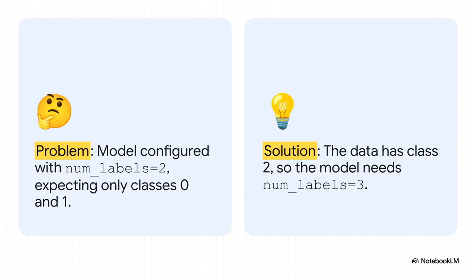Here's the reason why. The model was configured with num_labels set to 2, which means it was only expecting to see labels 0 and 1. When it saw a label of 2, it had no idea what to do, panicked, and produced a nan. By simply changing that to num_labels equals 3, we solve the mystery. 2 down, 1 to go.